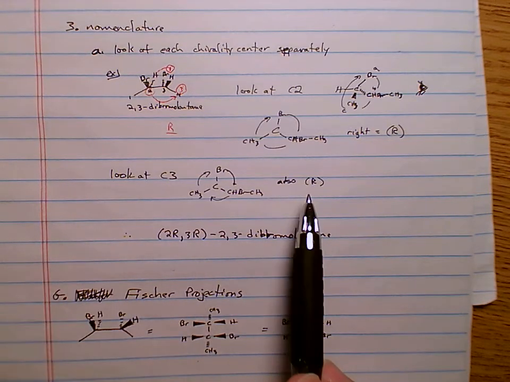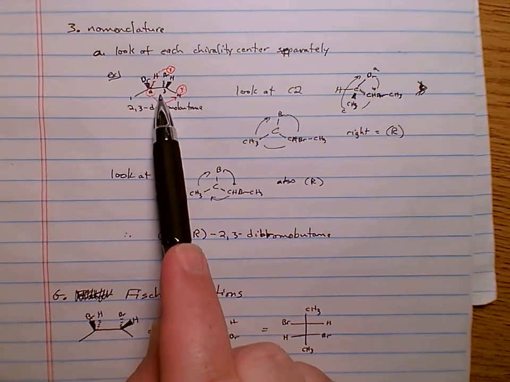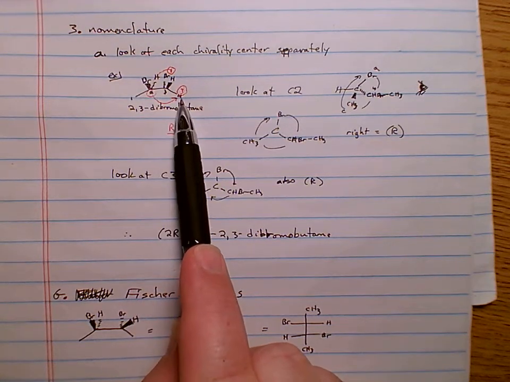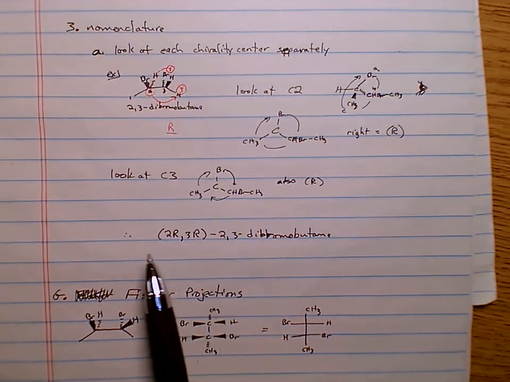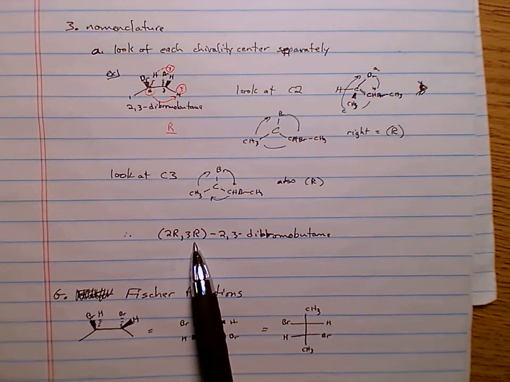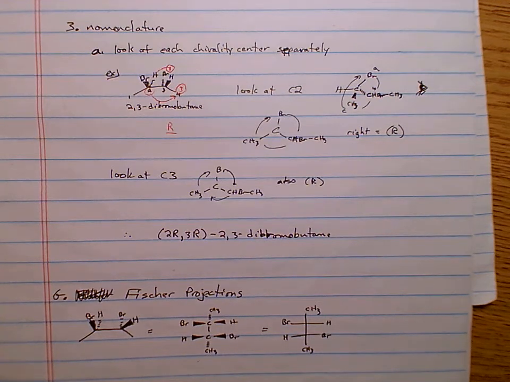So when you draw the name of this, note there's a bromine on 2, a bromine on 3, so it's 2,3-dibromobutane because there's 4 carbons, but we need to indicate the RS configuration, 2R, 3R dash 2,3-dibromobutane, and that's how we would name this.